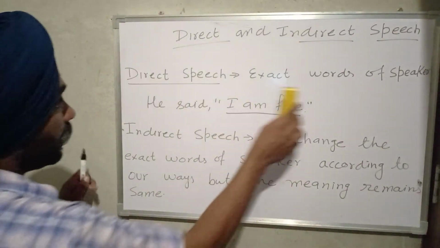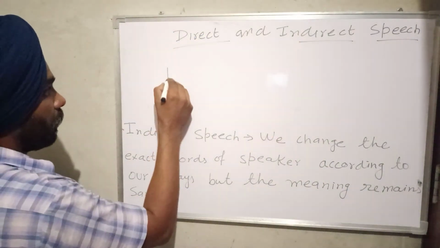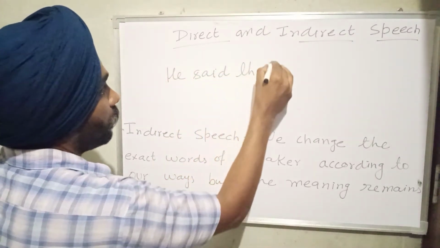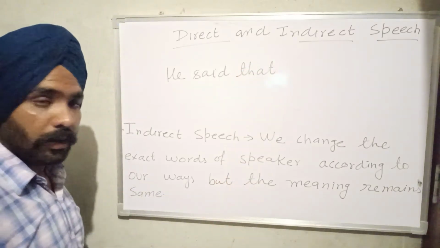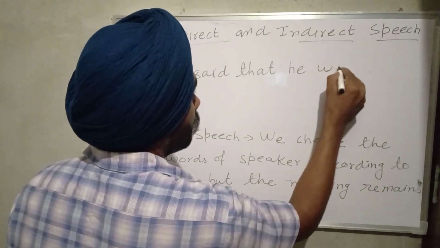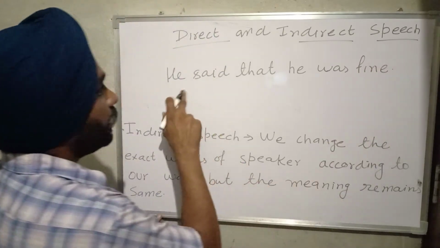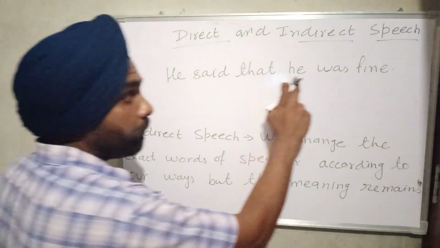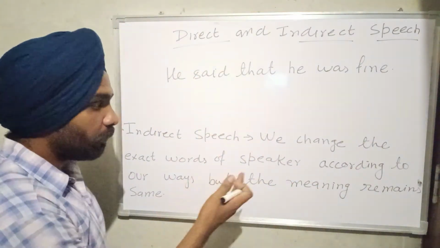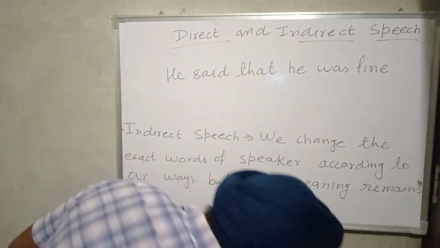So here we can take one example. He said, now we use "that" in place of the inverted commas. Then he was fine. He said that he was fine. Now the meaning is the same, but we change the construction of the speech according to our own way. So this is the difference between direct and indirect.